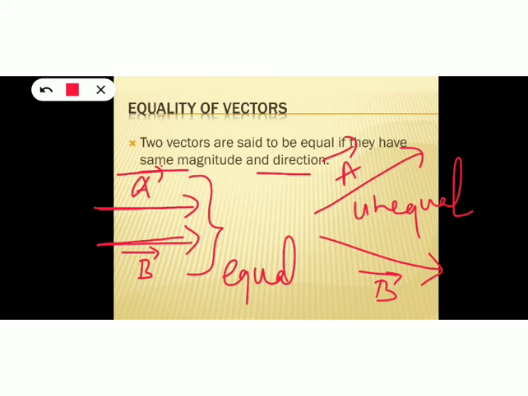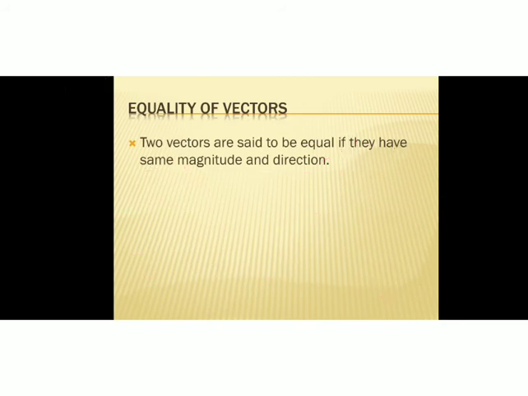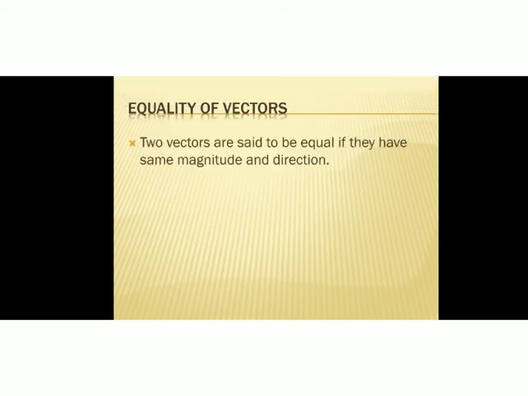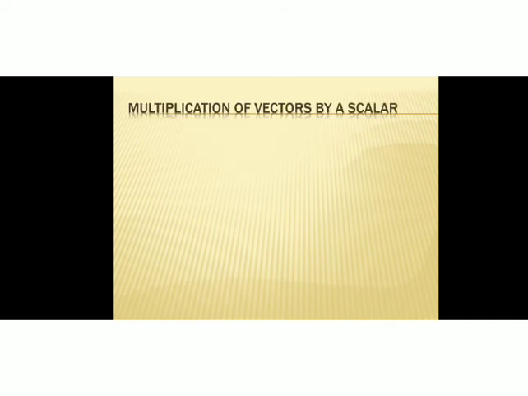Okay, and this portion of the vector is considered as the tail and this portion is considered as the head of the vector. For any vector, the tip of the arrow is considered as the head and this end is considered as the tail of a vector. So two vectors are said to be equal only if they have same magnitude and same direction.